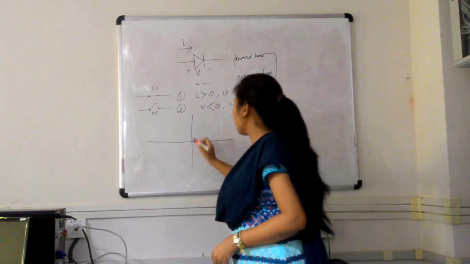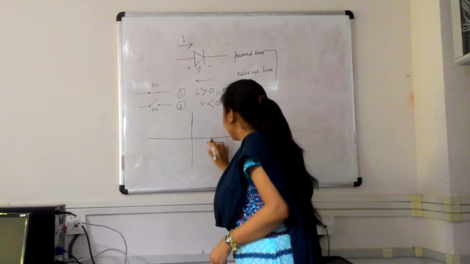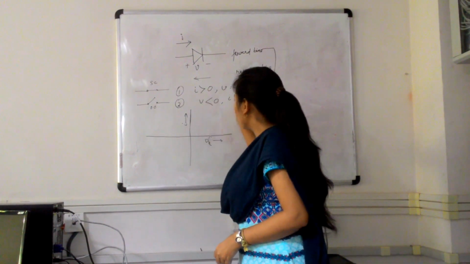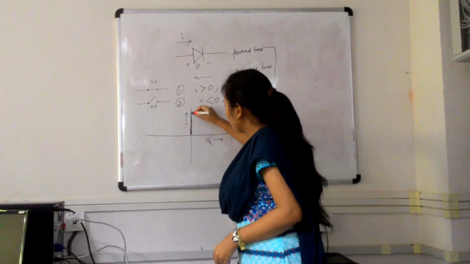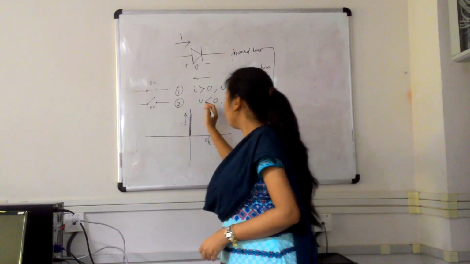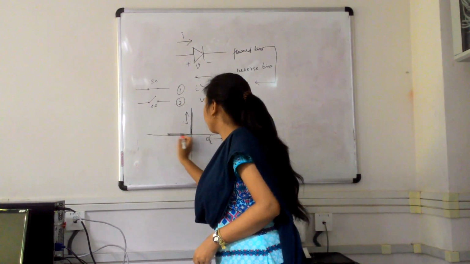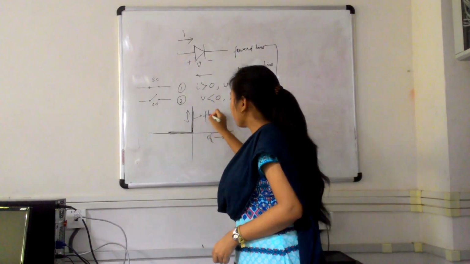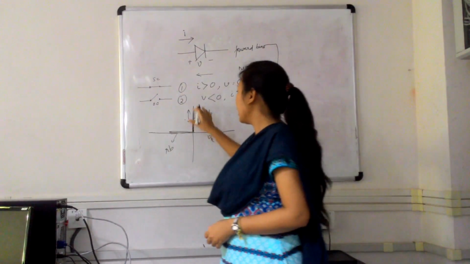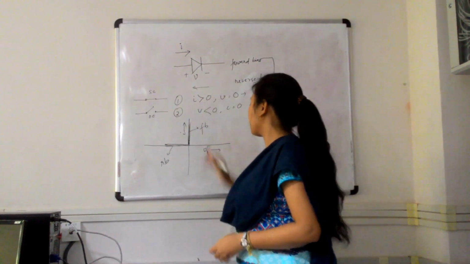Now when we plot the characteristic graph, we find that the first condition, when I is greater than 0, V equal to 0. That means, suppose this is V, and suppose this is I. Now I greater than 0 when V will be 0. So the graph will be plotted here. And for the reverse bias condition, when V less than 0, I will be 0. That means it will be negative. So this is your forward bias and this is the reverse bias.